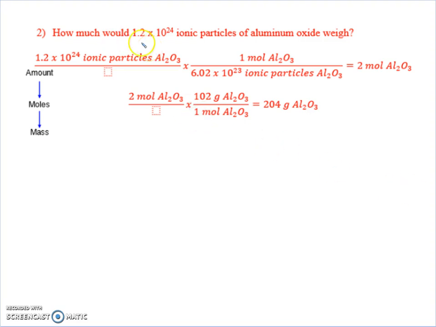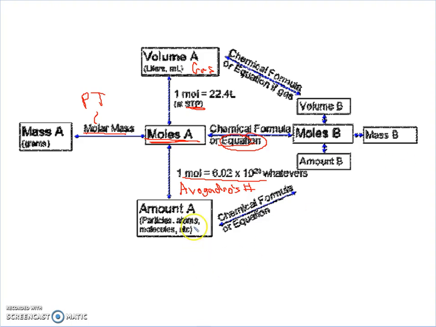How much would 1.2 times 10^24 ionic particles of aluminum oxide weigh? So they're giving us this many particles. They're asking for weight, which is mass. Not technically, but whatever. Okay, so we're going from particles to weight, so that would be amount to moles to mass.